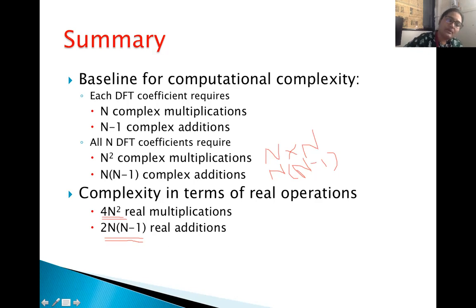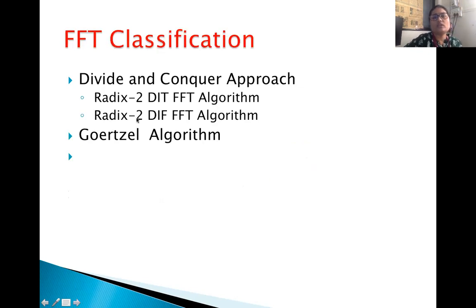So for that purpose, the FFT computation has come into the picture. Why FFT? What is an FFT? FFT is fast Fourier transform. We have seen the discrete Fourier transform. Now we will be looking into the fast Fourier transform.